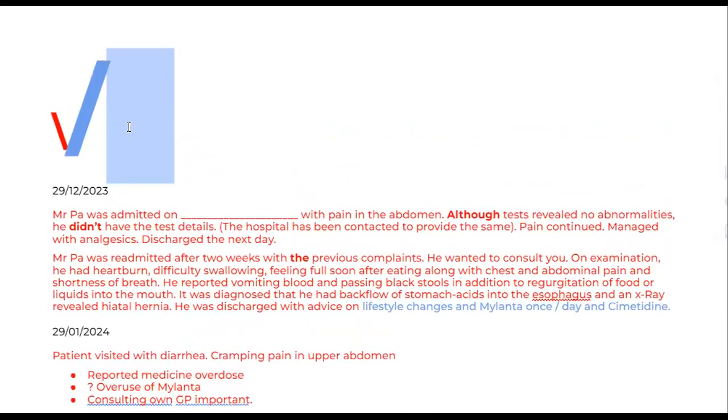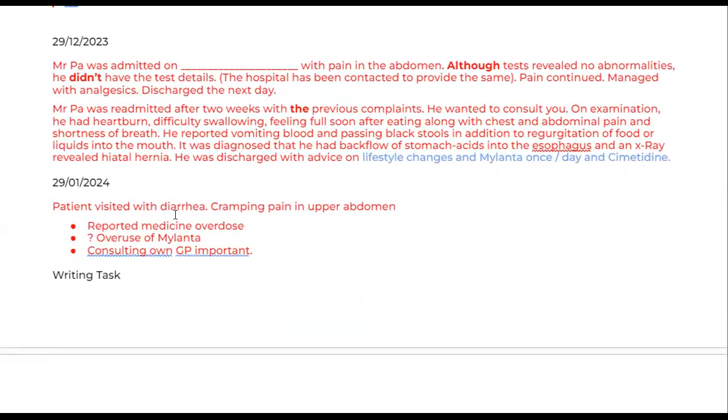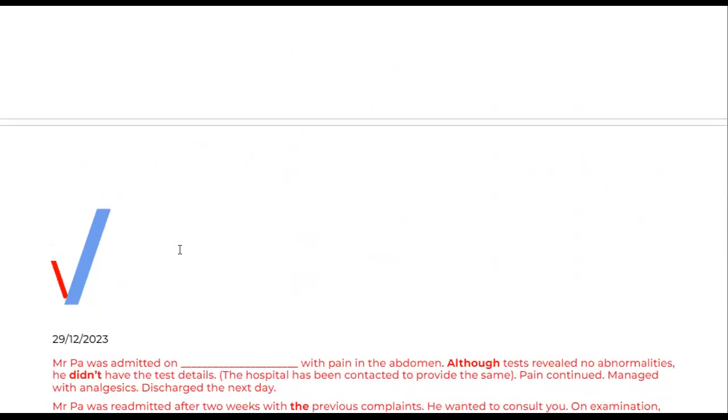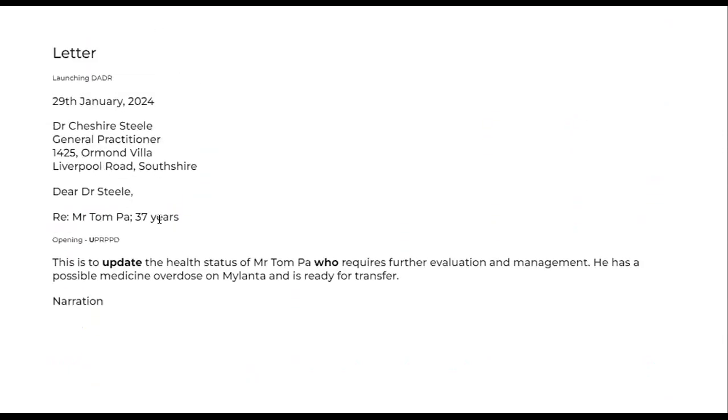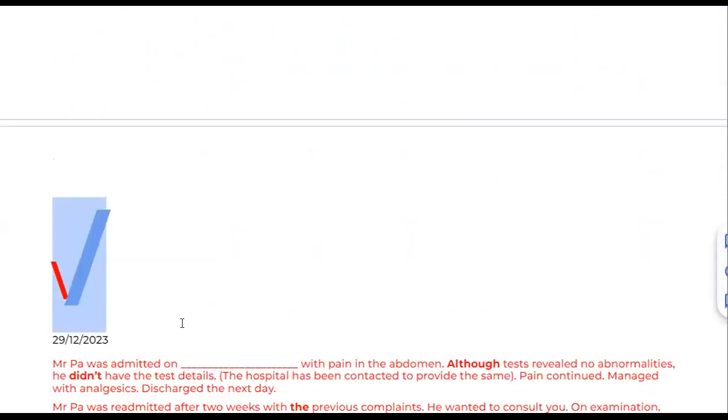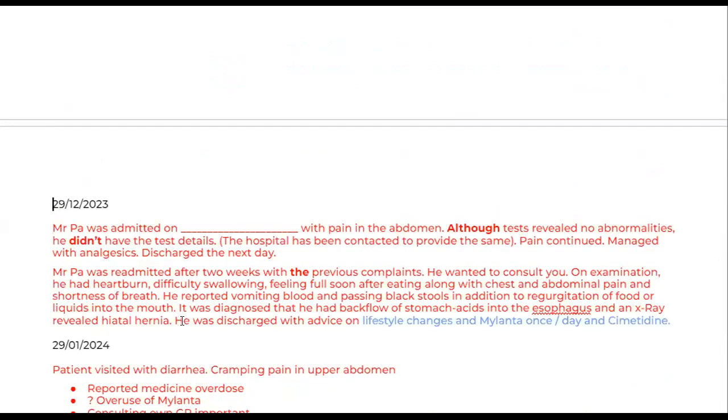Okay, right. So you can write the remaining part of this letter. All the best. I have not completed this letter. There are incomplete parts here, but you can write. Please write this letter following the same method: launching, DADR, opening, UPRPPD, and then the narration part, V model. That's all about this. All the best. You can write this letter now.